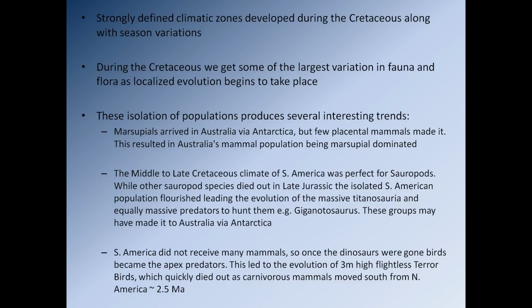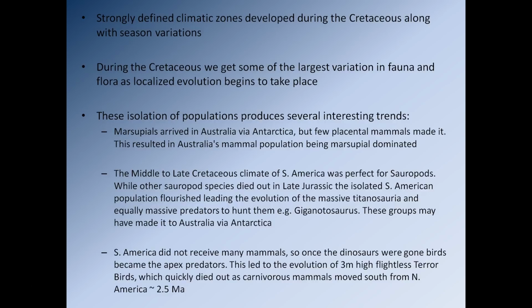In terms of South America and its mammalian population, South America did not receive many mammals, so once the dinosaurs were gone, birds became the apex predators. And this led to the evolution of 3-meter high, massive flightless birds called terrorbirds, and terrorbirds quickly died out as carnivorous mammals moved into South America from North America about 2.5 million years ago.